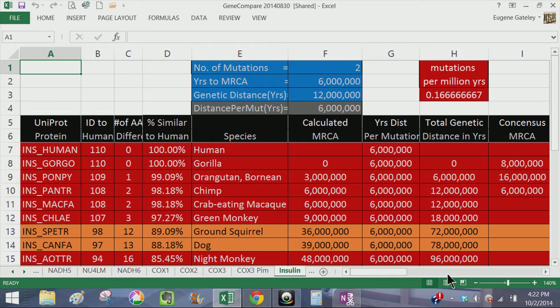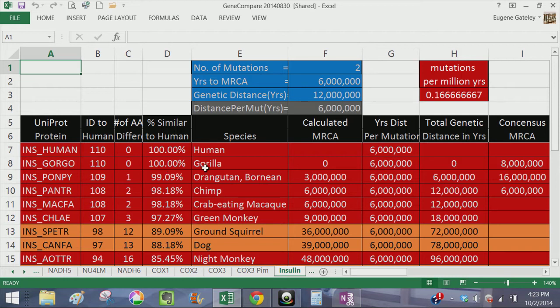Today we're going to be looking at another comparative analysis, cross-species, from most similar to human to least similar to human. Only this time we're looking at insulin. And we have the UniProt protein identifiers here in this column. 110 amino acids for the human insulin protein.